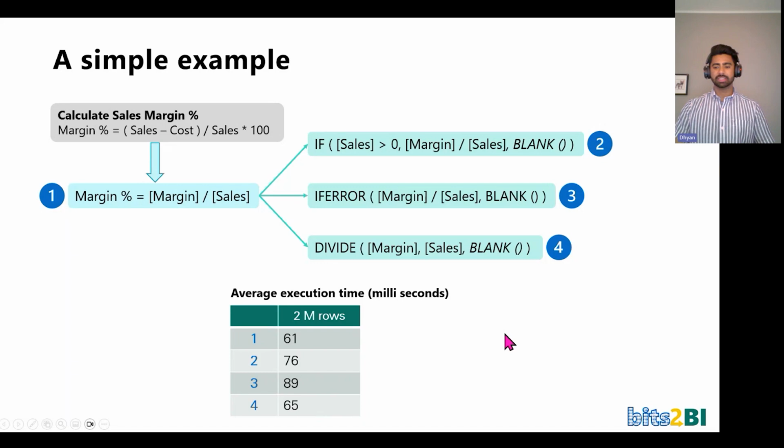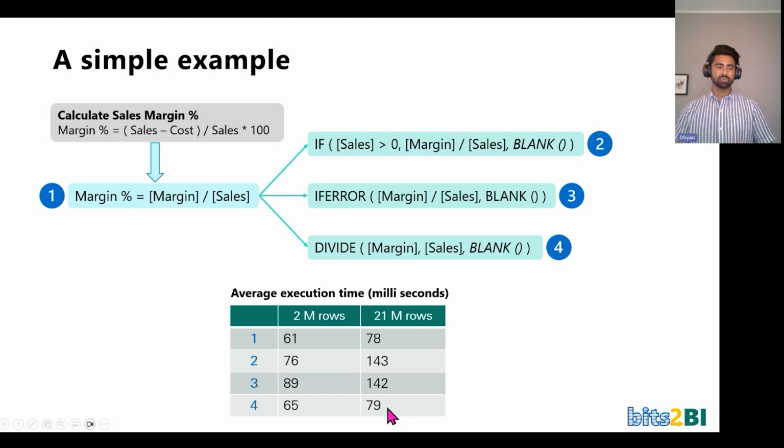Now, if I execute the same DAX measures in a bit heavier data set, so I'm changing it to 21 million rows. Here, if you look at the performance, options 1 and 4 remain almost the same, just 1 millisecond, which doesn't really matter that much. And the same with options 2 and 3, you have just 1 millisecond difference. So if you go by performance, you can evidently see that you should use either expression 1 or expression 4. They have a tie in terms of execution.